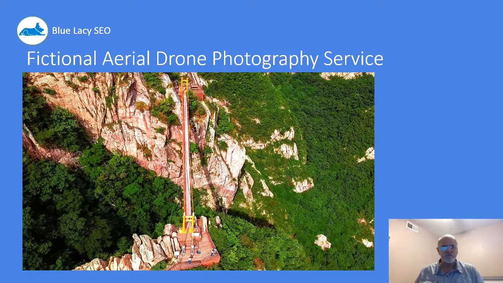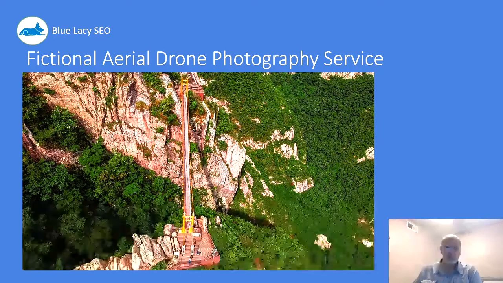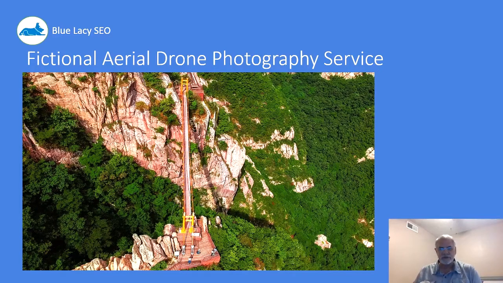But this is for a fictional aerial drone photography service. So I found this great image, and I don't even know where this was taken, but it's a footbridge between two cliffs, and it was taken by a drone, it says. So I thought this would be a great image to include on the hero part of a website. So let's go into WordPress and see how to put this image into a WordPress site.